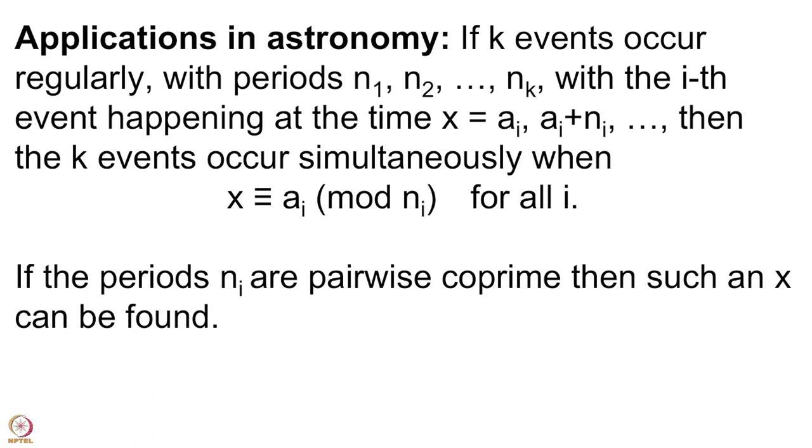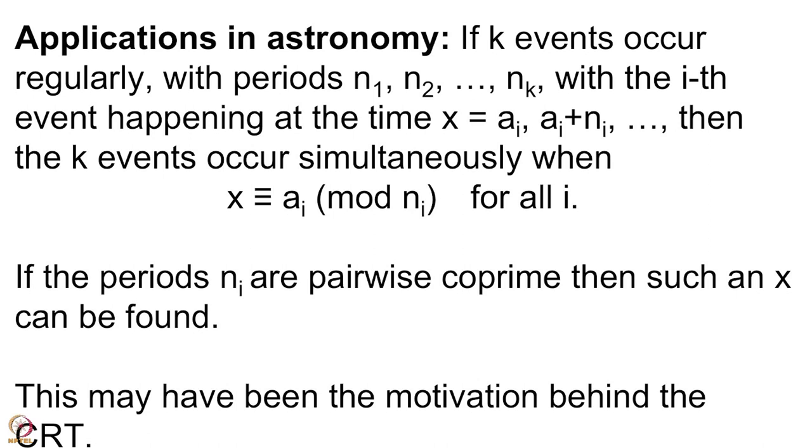And the ancient people of possibly all civilizations knew about this result, and this is one event which could even be the motivation behind studying the Chinese remainder theorem. I believe that it could be one of the motivations behind the Chinese remainder theorem. So what we are looking at here is that when you have these k events occurring regularly with periods ni, the first one occurring at ai, then ai plus ni and so on, then the simultaneous occurrence would be given by a solution to the system of simultaneous congruences, x congruent to ai mod ni for all i, and if these ni are pairwise coprime, then of course you can simply write down and find the solution.